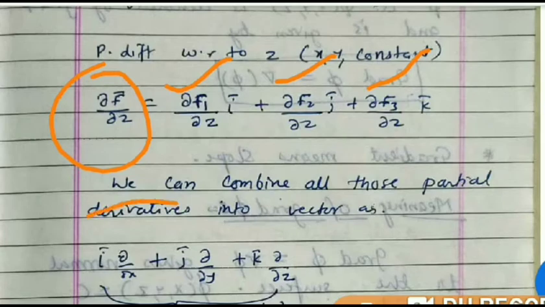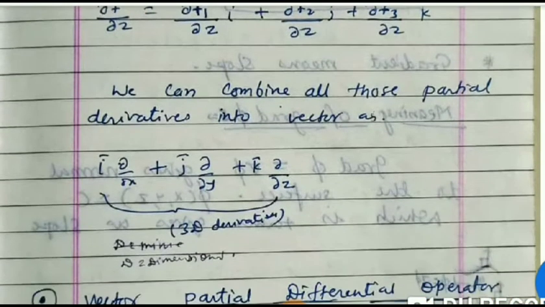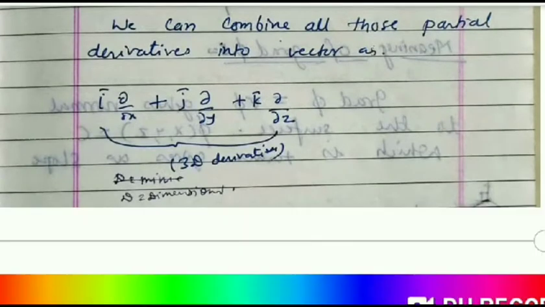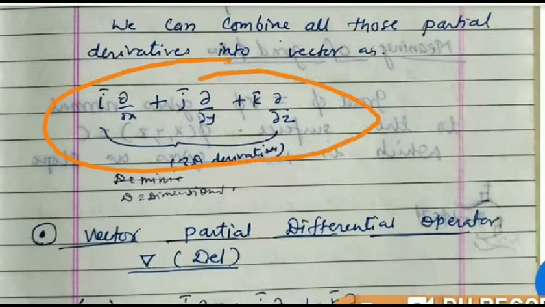Now we can combine all these partial derivatives into one vector. So the answer is i bar del by del x plus j bar del by del y plus k bar del by del z. This is the three-dimensional derivative.